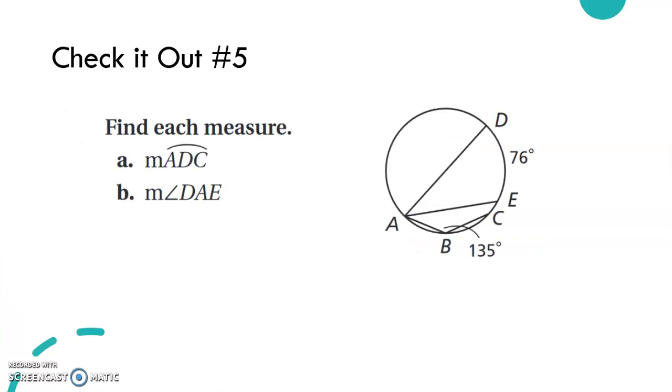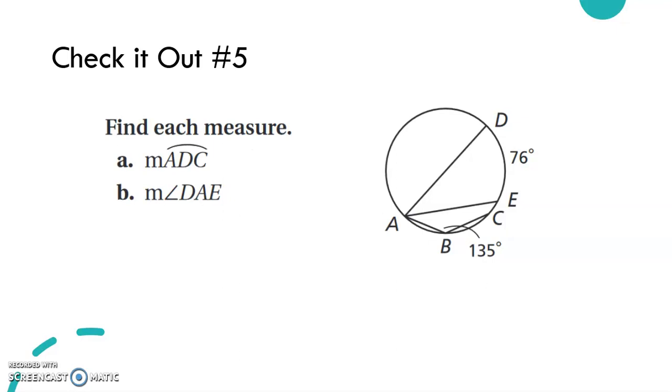It's time for another check it out question. In check it out number 5, they want you to find each measurement. In part A, they want the measure of arc ADC. And ADC is almost all the way around the big circle. So see if you can find that one. In part B, they want the measure of angle DAE, okay, which is this angle right here. So pause the video, see if you can do that, and then press play to see the last example we need to do.